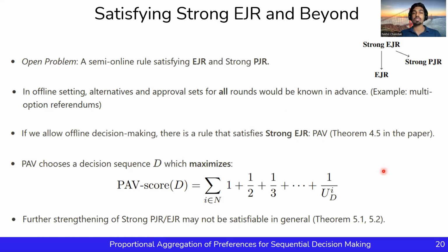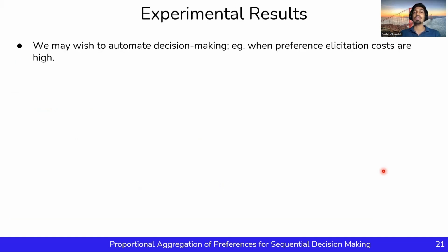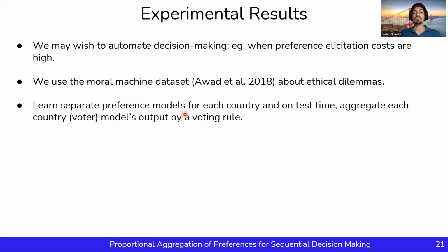This completes our discussion on the kind of axioms that we can satisfy, and let's see how our rules can be applied in practice. Suppose you want to automate decision making. For example, one reason could be that preference elicitation costs are high, so it is not feasible to query a user to obtain their preferences, in which case you might want to learn a machine learning model based on past data of the user. To prototype our application, we use the Moral Machine dataset, a modern take on the trolley problem. It contains millions of pairwise preferences from users around the world on how they would like to act given an ethical situation. Specifically, to automate, we learn separate preference models for each country.